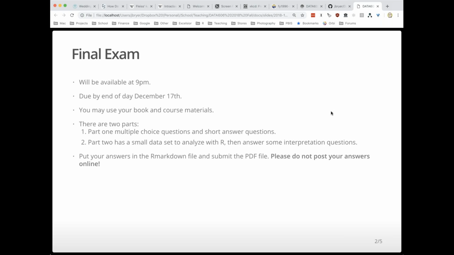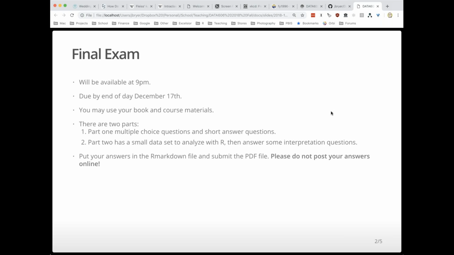It's due on the 17th. It's sort of open book, open materials. The only thing I really ask is that you do this work independently. Don't consult with fellow students. I really want to get your responses individually. It's broken down into 2 parts.